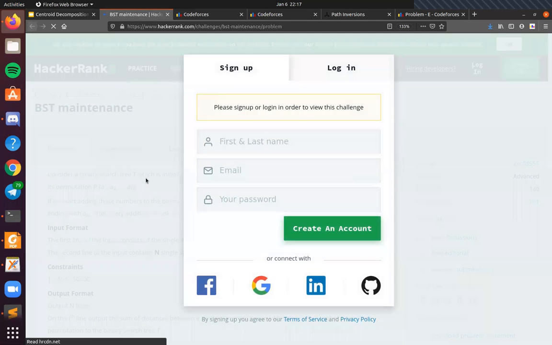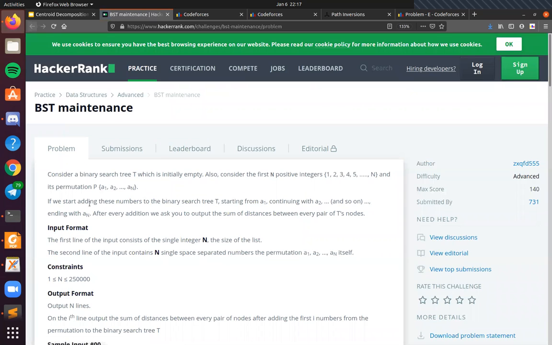Read this problem. Consider a binary tree which is initially empty. Also consider the first n positive integers and its permutation. If we start adding these numbers to the binary tree, starting from a1, continuing with a2, and so on, ending with an, after every addition, we ask you to update the sum of distance between every pair of these nodes. So we are given a binary search tree which is initially empty, and we are given a permutation, and we have to add this permutation to the binary search tree.